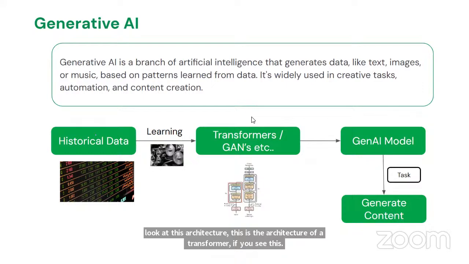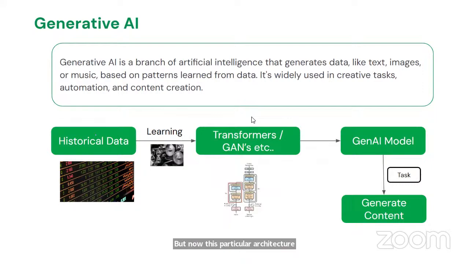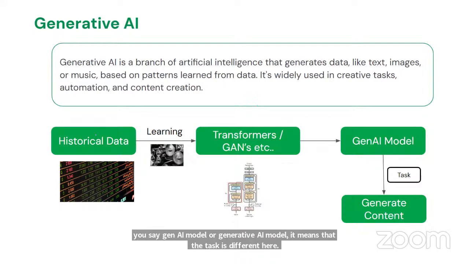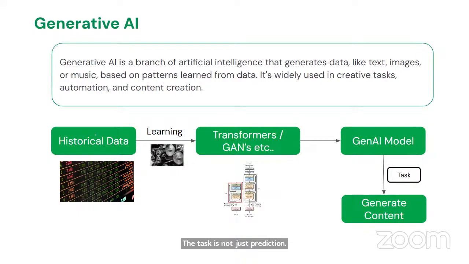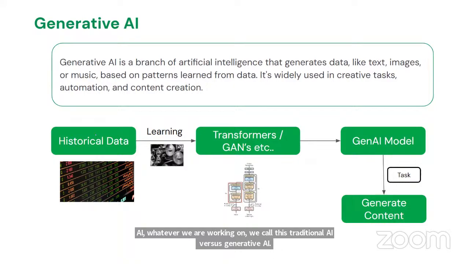But now, when these models learn from this historical data, whenever you say Gen AI model or generative AI model, it means that the task is different here. The task is not just prediction; it is to generate content. That is the main task here. In traditional AI, whatever we are working on, we call it traditional AI versus generative AI. That is a new terminology you have to understand.